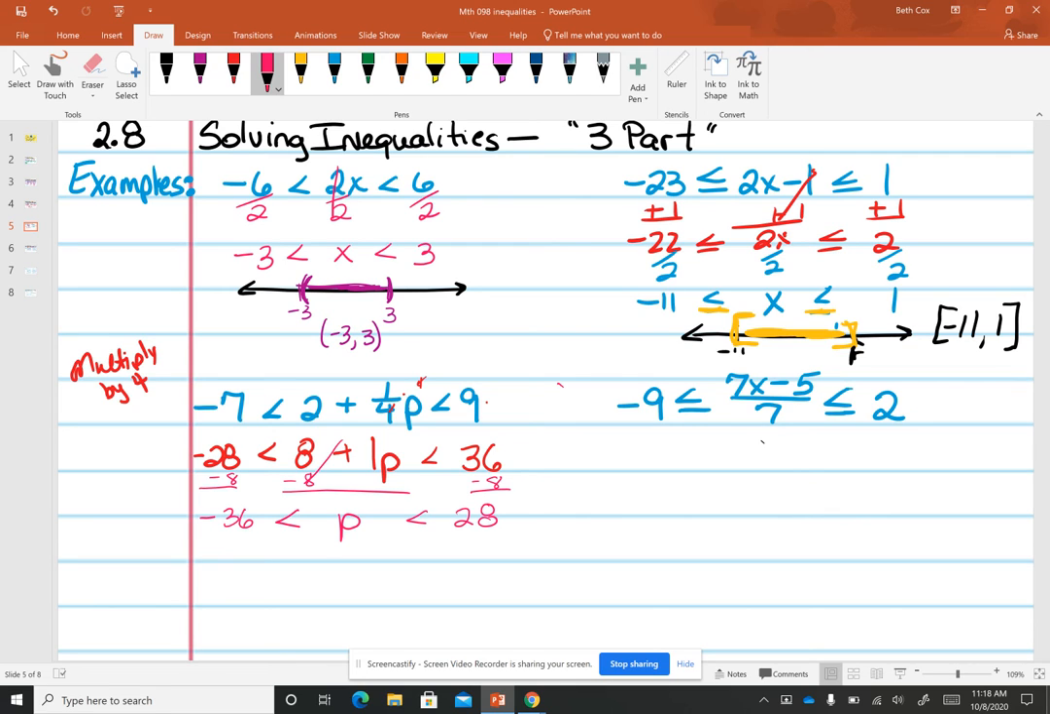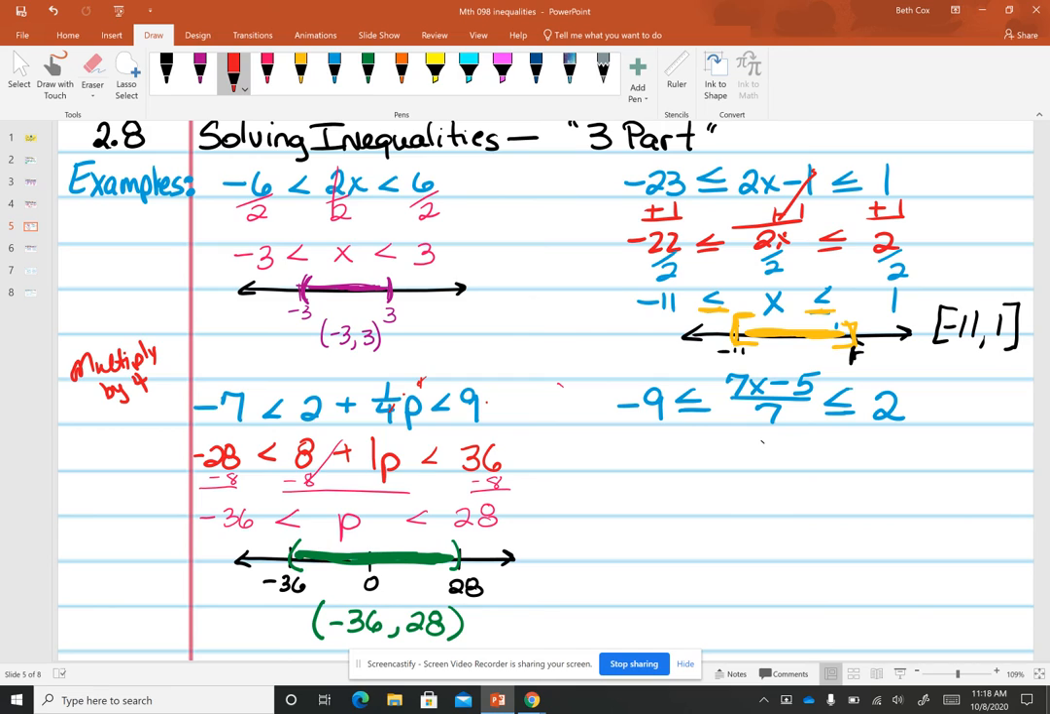All right, do my number line. I've got -36, 28. P is in the middle, so I color the numbers between them. And there's no equals on either one, so they're going to be parentheses. So my interval notation looks like that.